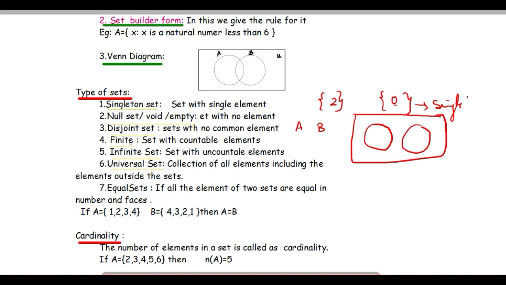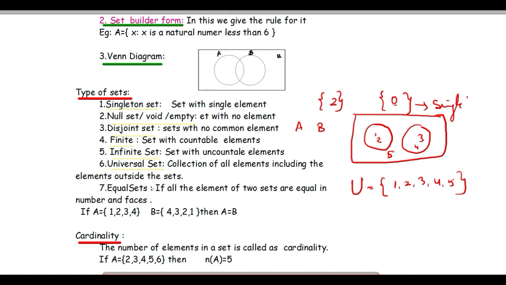Infinite set and finite set. Finite sets are the sets with countable elements, whereas infinite sets are the sets with uncountable elements. A universal set is a collection of all elements including the elements outside the set. Suppose we have some elements here, 1, 2, 3, 4, and here 5. This universal set is a set which has all the elements 1, 2, 3, 4 and 5, all the elements of these sets and the elements which are outside the set as well.